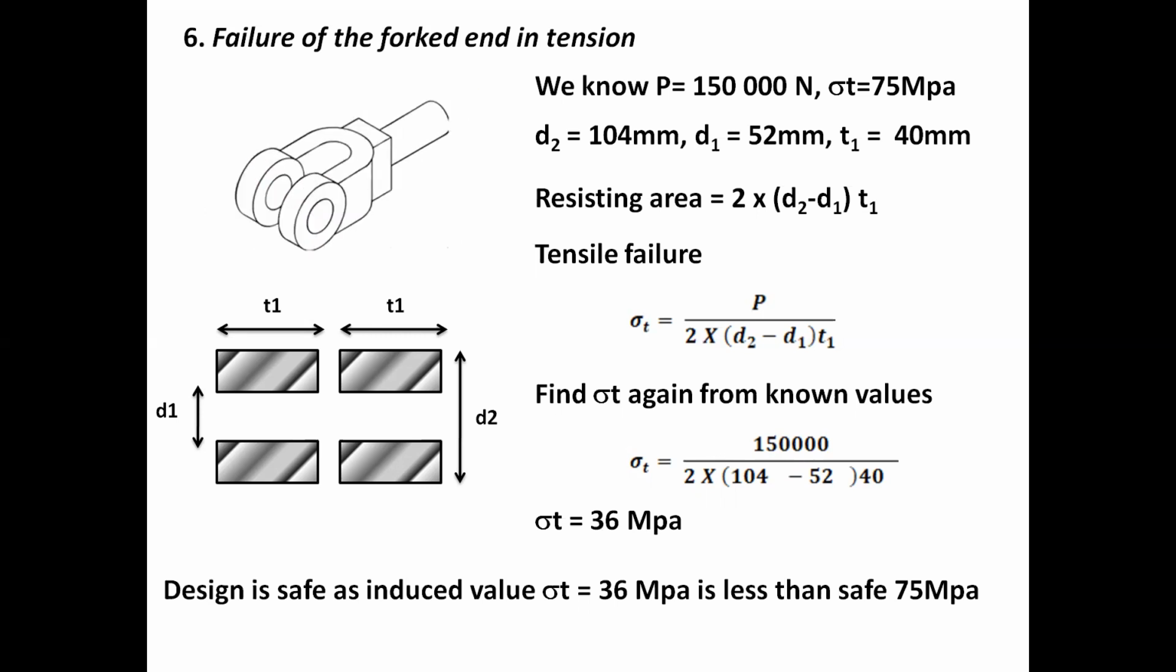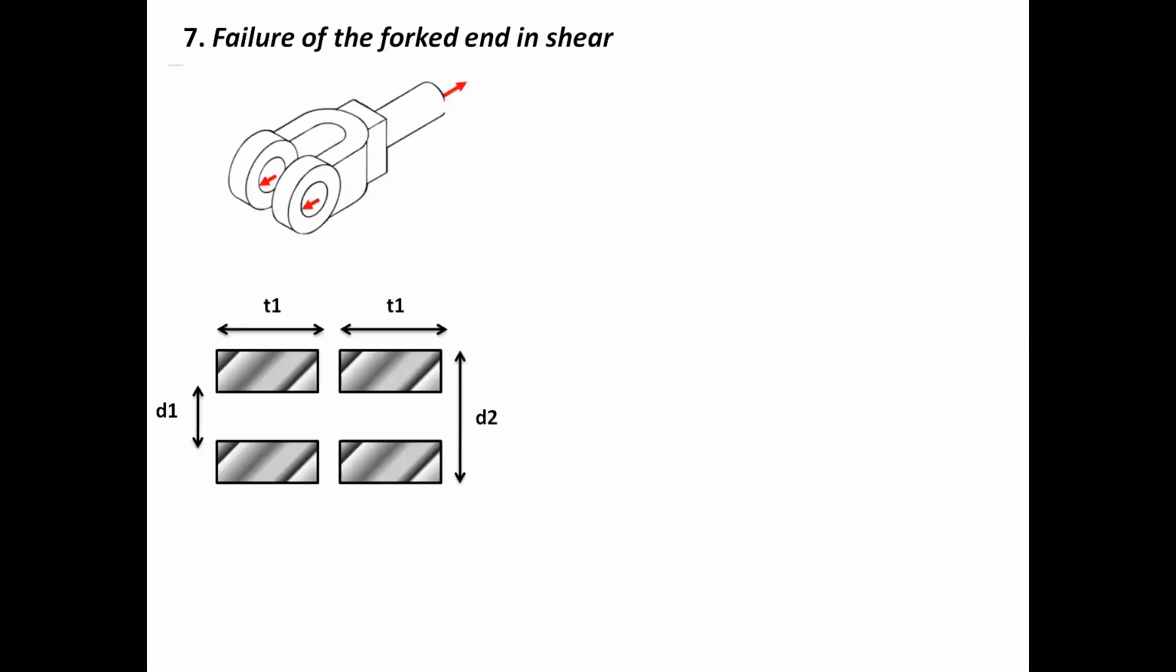So let us go for the fork end under one more type of stress: the failure of the fork end under shear. If you look at that failure, you will find that the failure under shear is similar to the failure of the single eye. The only thing is that here there is a double type of failure. So look at the area again. The area will be the same as that of tensile failure, as the same circular cylinder is cut in two sections.